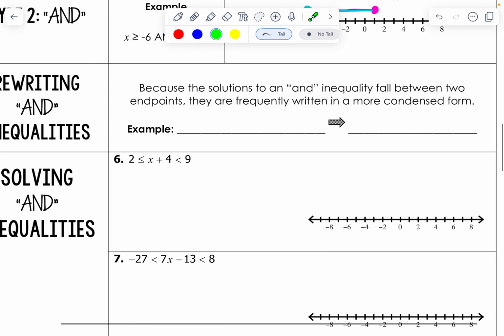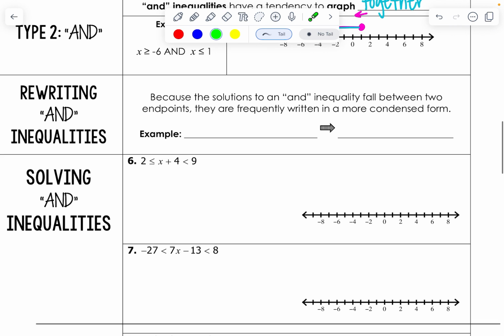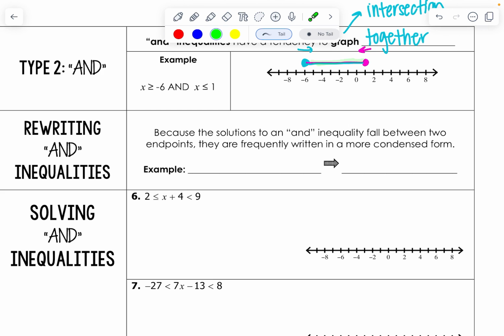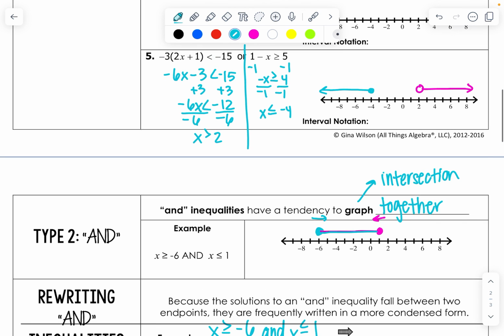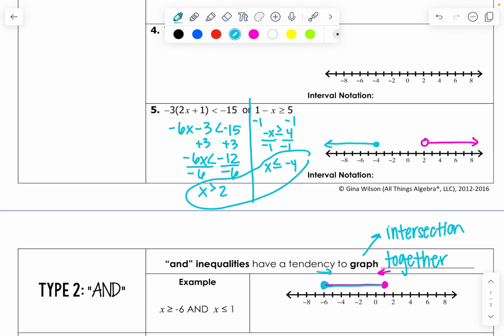Okay, so because the solutions to an and inequality fall between two endpoints, like we just talked about, they're frequently written in a more condensed form. So you can write it like this and it would be considered correct. You can write it the long way. So let's take the example that we were just using: x is greater than or equal to negative 6 and x is less than or equal to 1. That's kind of how we were doing it up here with the ors. So your solution is like both of those with the word or in between it.